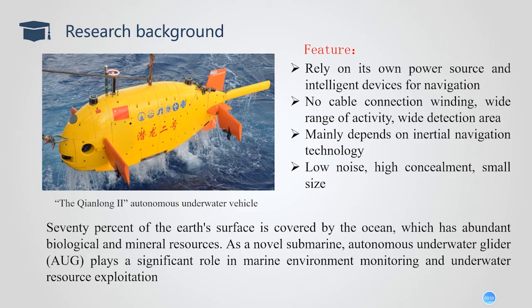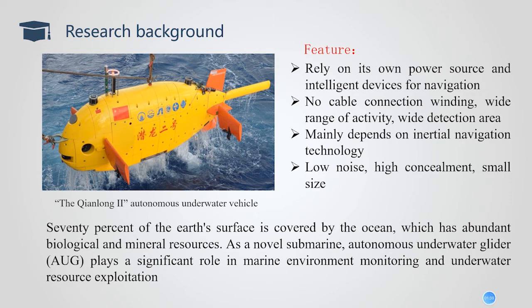70% of the Earth's surface is covered by the ocean, which has abundant biological and mineral resources. As a naval submarine, the autonomous underwater glider plays a significant role in marine environment monitoring and underwater resource exploitation, such as ocean environment modeling and resource exploitation, underwater target detection and identification, ocean rescue, and the installation and maintenance of ocean pipelines and cables. The picture shows the Qianlong-2 autonomous underwater vehicle.